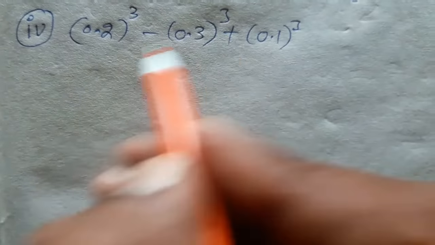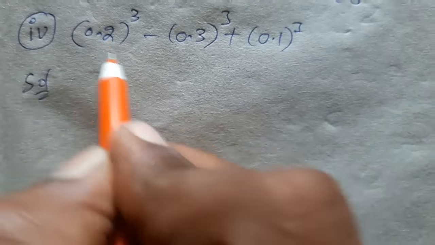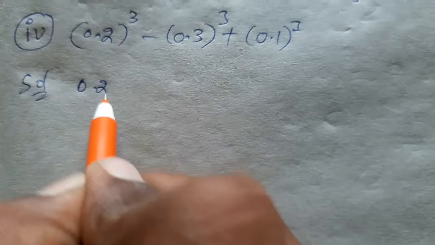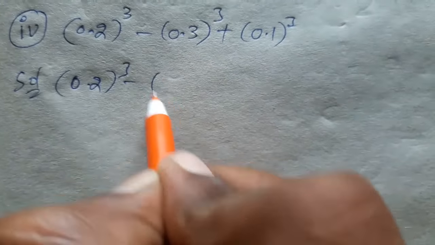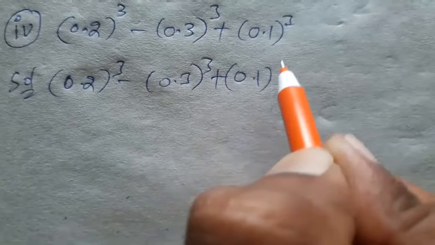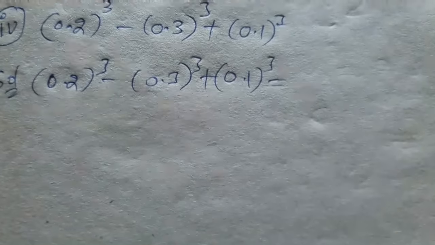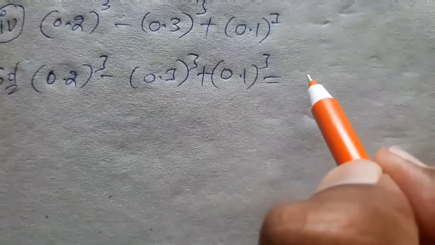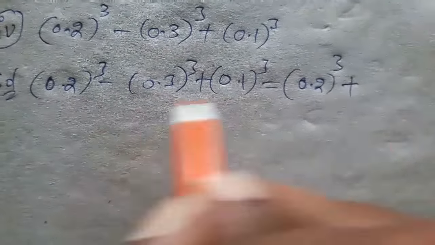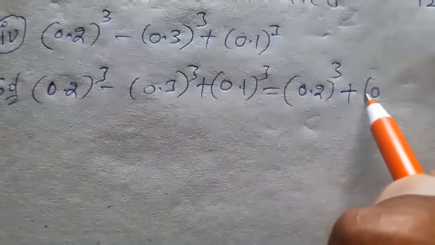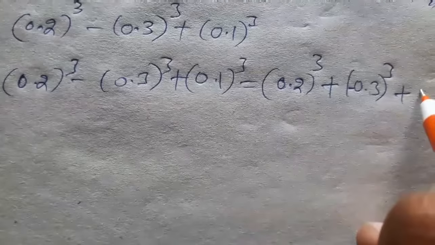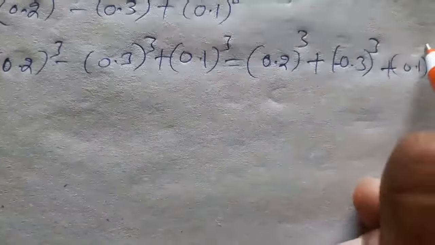Now see here, in this also the same is given. This can be written as (0.2)³ − (0.3)³ + (0.1)³. This can be written as (0.2)³ plus, this minus can be taken inside, that means (−0.3)³ + (0.1)³.